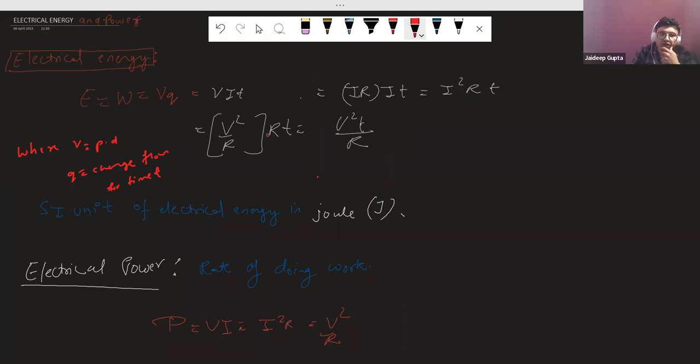V square over R is also a formula to calculate the energy. So energy equals potential times Q, and Q equals I into T. V equals IR, so I square RT. Energy also equals V square T over R. You just have to use the manipulation. That's it. These are the formulas. Now, the SI unit of electrical energy is the joule.